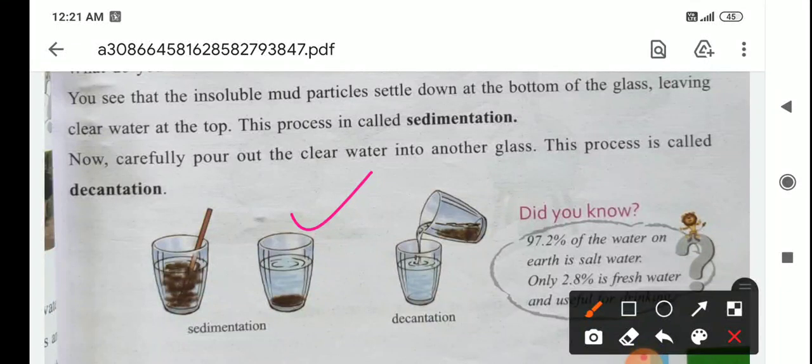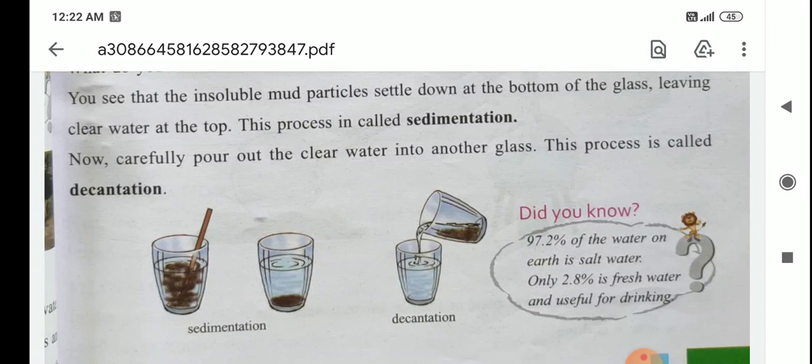So what is sedimentation? A process which allows insoluble materials in water to settle at the bottom is known as sedimentation. Then what is decantation? Carefully pour out the clear water into another glass, and this process is known as decantation. So, sedimentation and decantation.